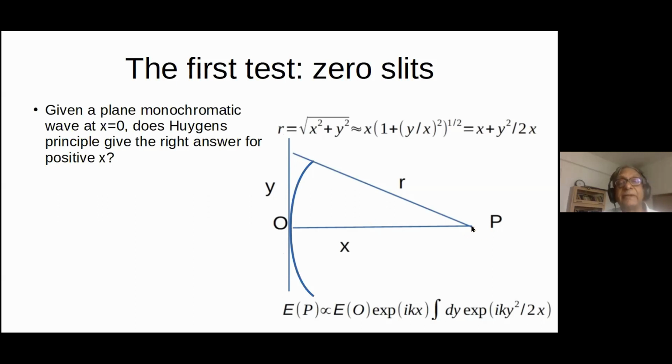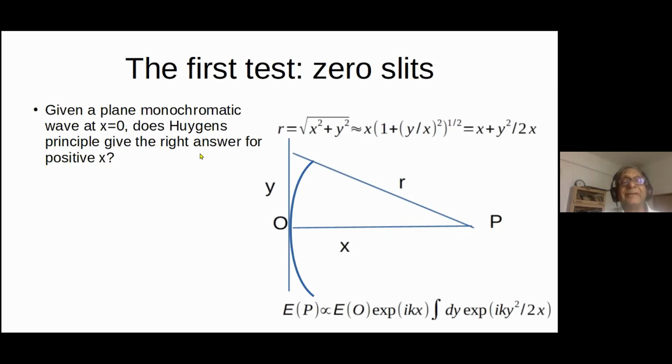Now for a single plane wave, from electromagnetic theory, you already know the answer. If the phase here is 0 at x equal to 0, the phase here will be e to the i kx, and the intensity will be the same. So Huygens principle should give us this answer: if I sit at P and add up all the secondary waves coming from this entire plane, I should simply get e to the i kx, nothing else. So that's the question I'm asking here, the zero slit case.